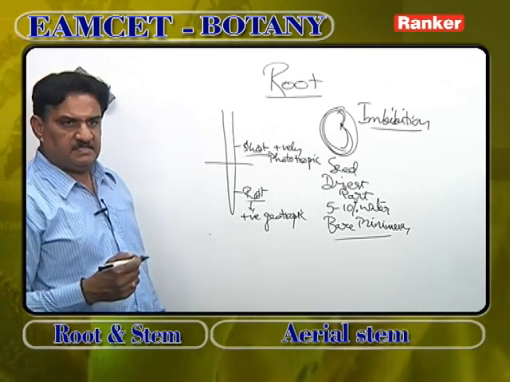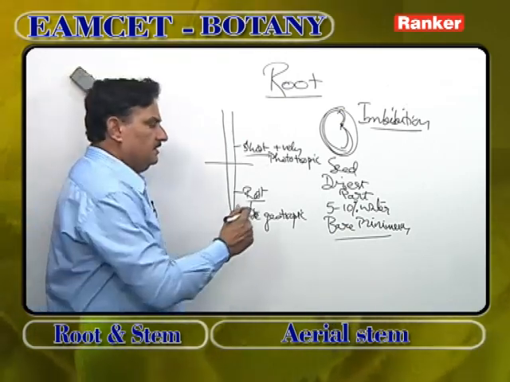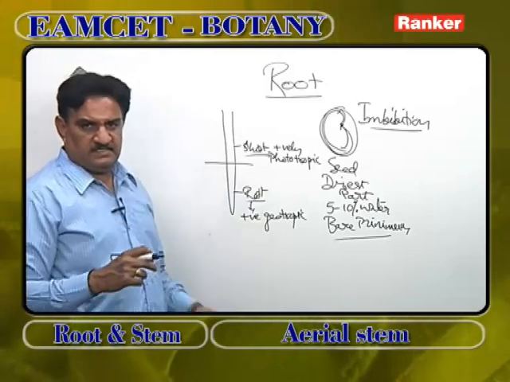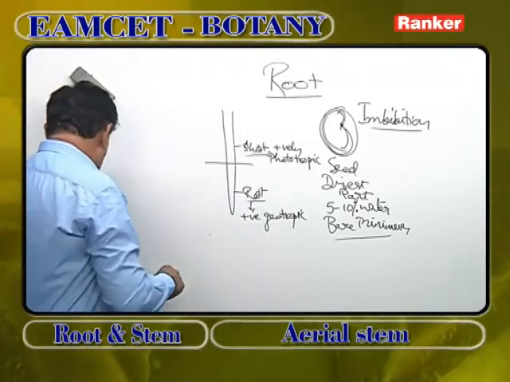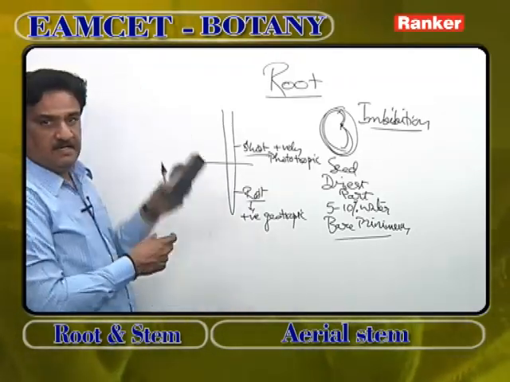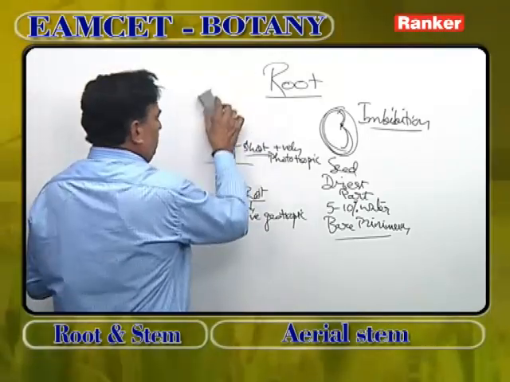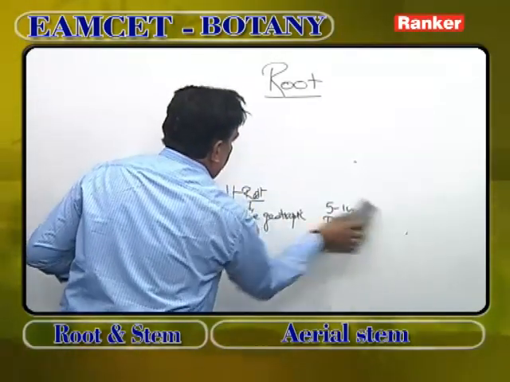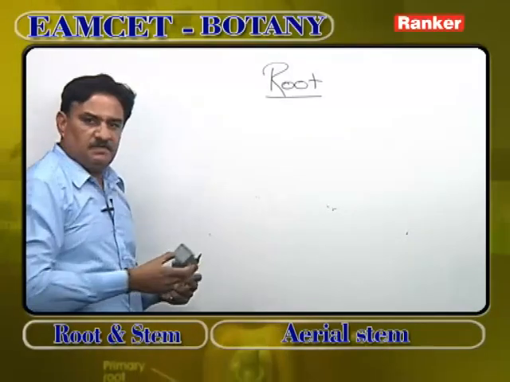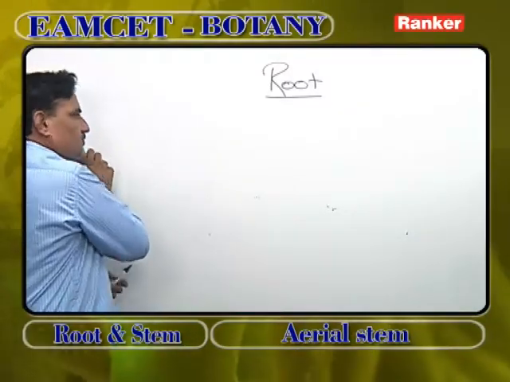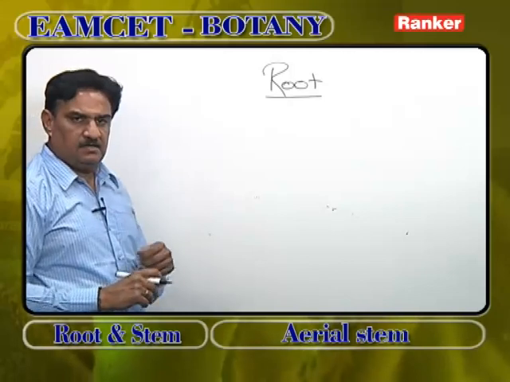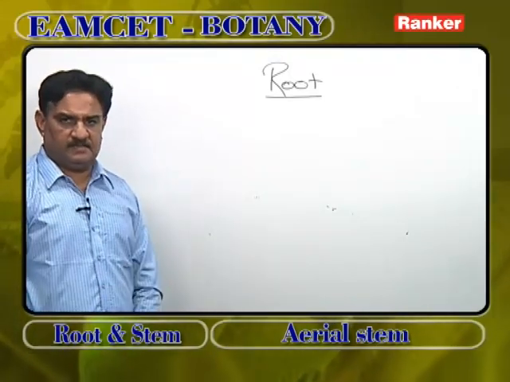By imbibition, seeds absorb water and swell. Once they swell, the seed coat is broken. The first structure that comes out is the radicle. The structure that follows is the plumule. The radicle develops into the root system. The plumule develops into the shoot system. So that is how seed germination takes place.